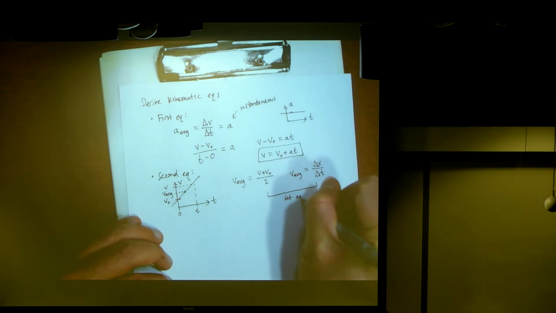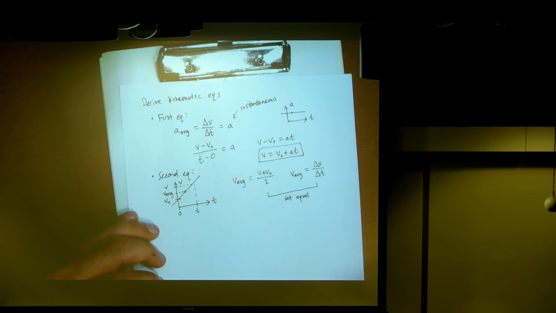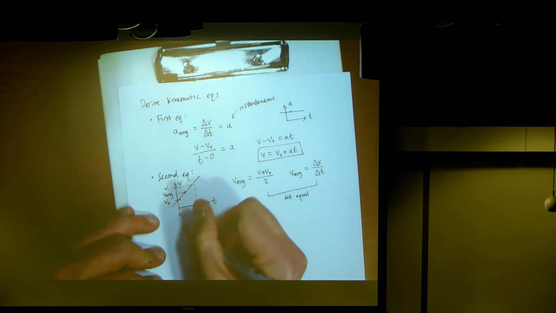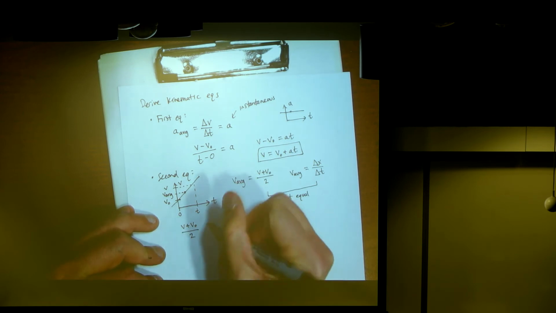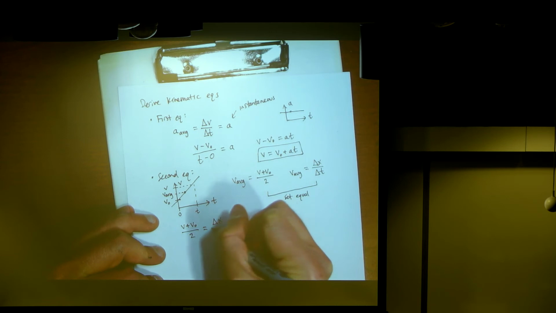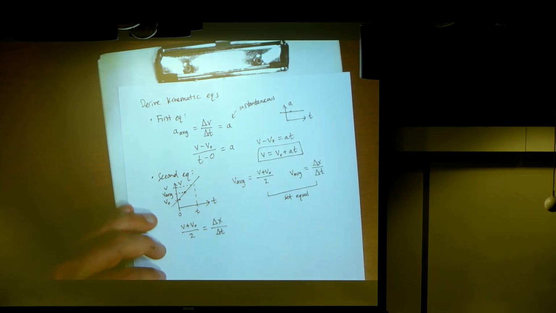Set the two expressions for average velocity equal to one another. And so what we end up with is v plus v0 divided by 2 equals delta x over delta t. All right?